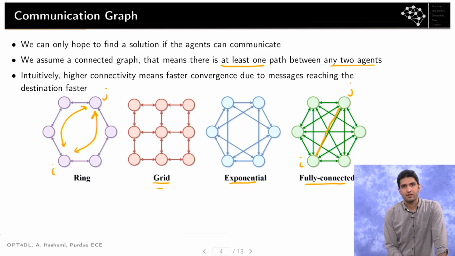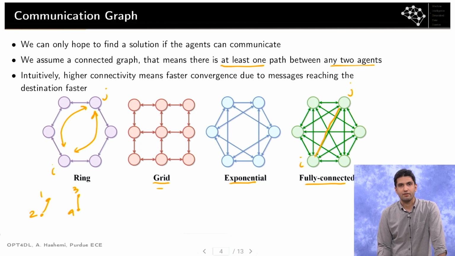Now, what's an example of a graph that is not connected? For instance, when I have isolated components. This graph among 4 agents, let's say 1, 2, 3, 4, is an example of a graph that is not connected. 1 and 2 can communicate, but there is no path, let's say, from 1 to 3 or 1 to 4. So these are the cases that we're going to exclude.